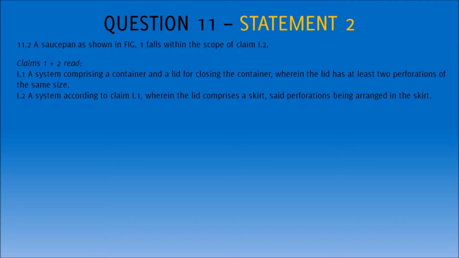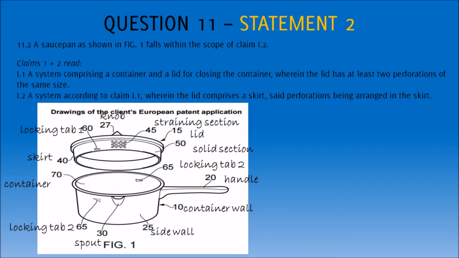And here we have to be a bit more careful already. Claim 2 is dependent on claim 1. So in the end, the scope of claim 1.2 is defined by, of course, all the features of claim 1 plus the features of claim 2. So we have to read them together. And we have to look at figure 1, which might look like that after you have noted down, as I said, all the features next to the reference numbers.